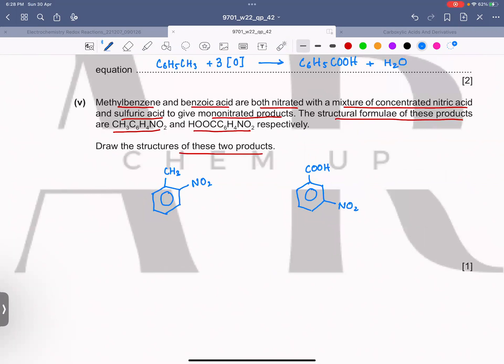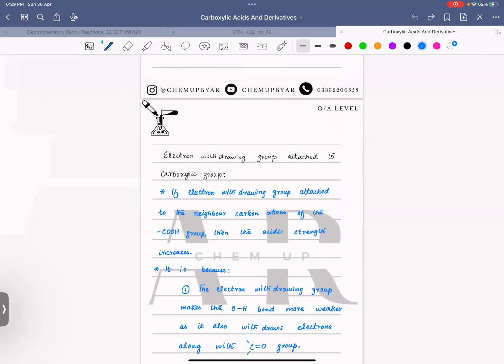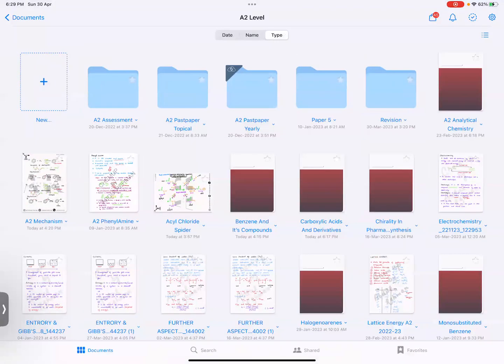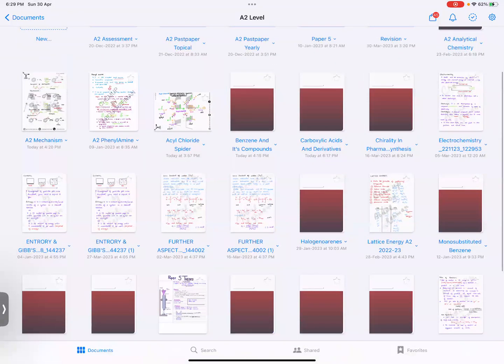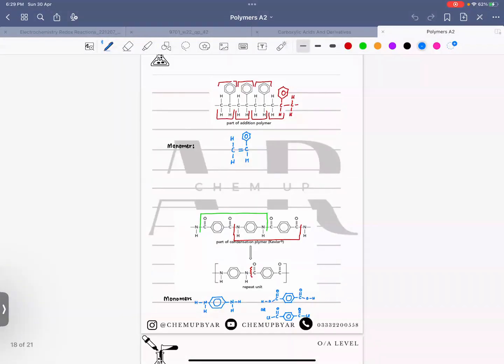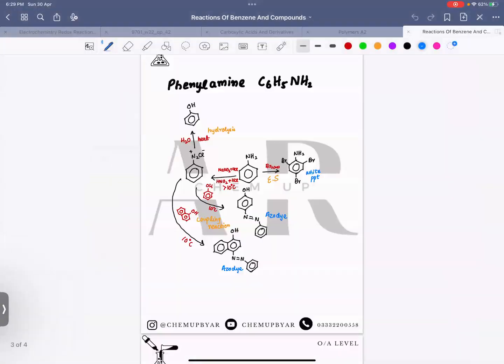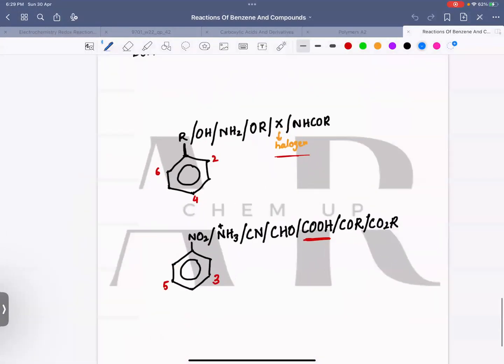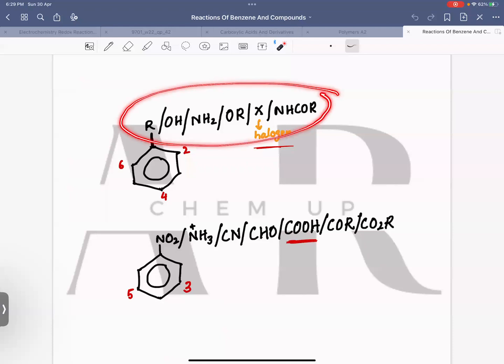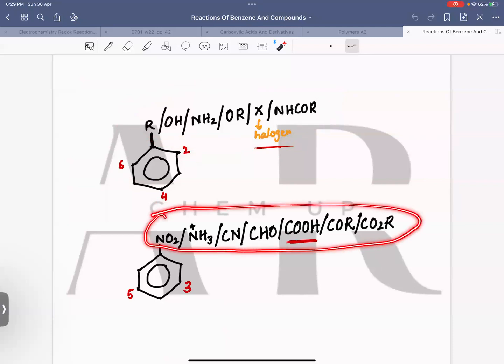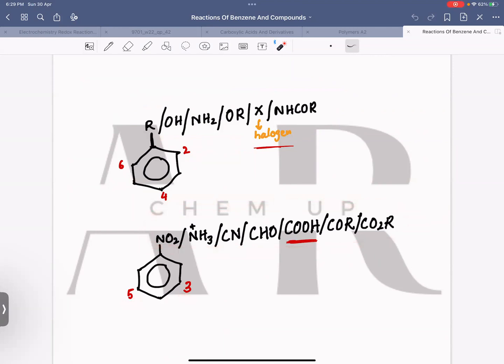No, methyl group is electron donating. If you would see over here, you can find this list here on the third page. If these groups are already attached, then the next substitution would occur at these 3 positions. And if these groups are attached on the benzene ring, then the next substitution occurs at these 3 positions. Okay. Yes, sir. Thank you.